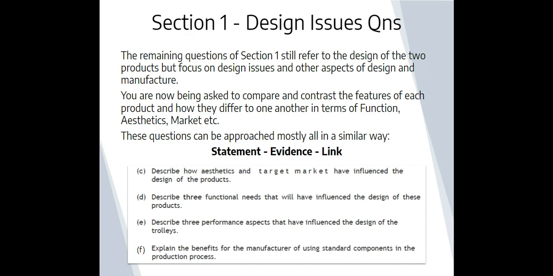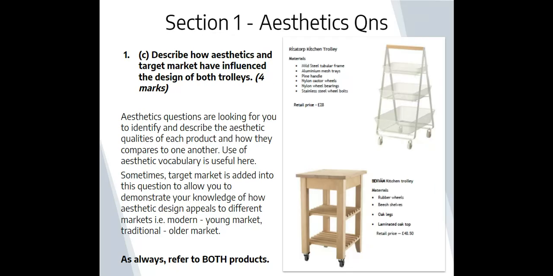So looking at the aesthetics question first of all, aesthetics questions are looking for you to identify and describe the aesthetic qualities of each product and how they compare to one another. So using your aesthetic vocabulary here is really useful, referring to colour, contrast, texture, fashion, style, form. They are all really important words to be using in your answers here. Sometimes with these questions, they might add in something about target market to allow you to demonstrate your knowledge of how aesthetic design can appeal to different target markets.